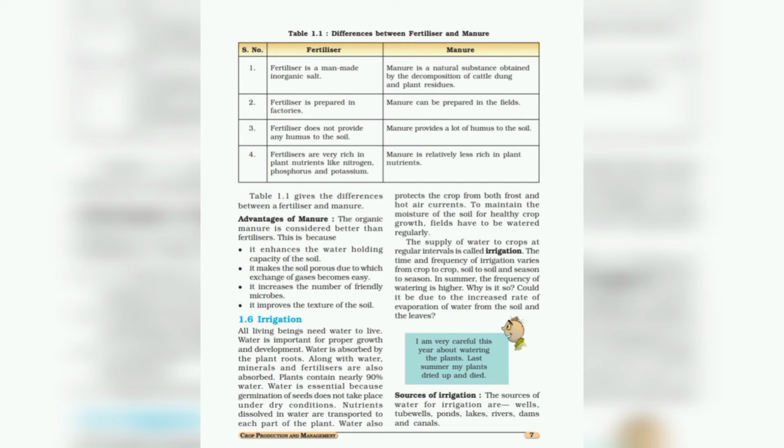And fertilizer does not provide any humus to the soil, but manure provides a lot of humus to the soil. And fertilizers are very rich in plant nutrients like nitrogen, phosphorus and potassium, but manure is relatively less rich in plant nutrients. So now we'll study advantages of manure.